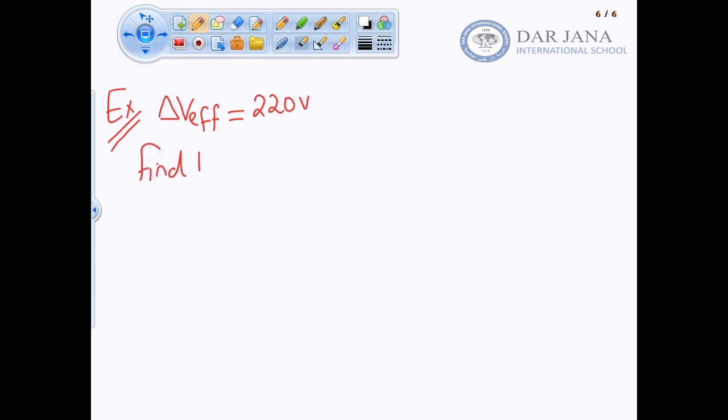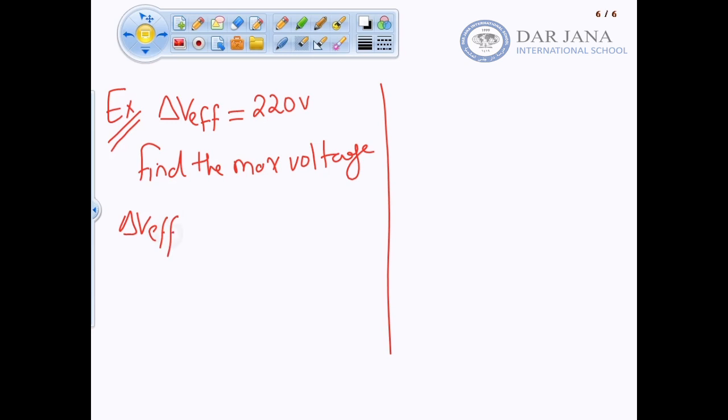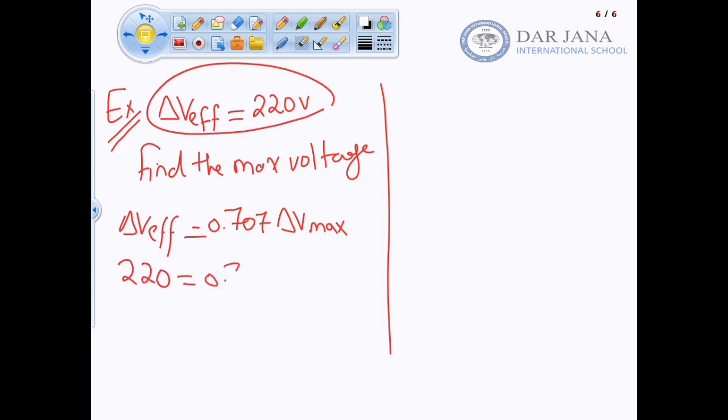Let's take a small example about this idea. Suppose the voltage effective of our homes is equal to 220 volts. Find the maximum voltage. So we can use the second formula here, which is delta V effective is equal to 0.707 delta V max. 220 is the voltage effective, so 220 equals 0.707 delta V max. So shift solve, I think it's 310. I will check it using the calculator. So 220 over 0.707, that's 311.